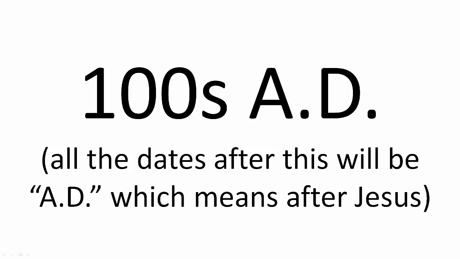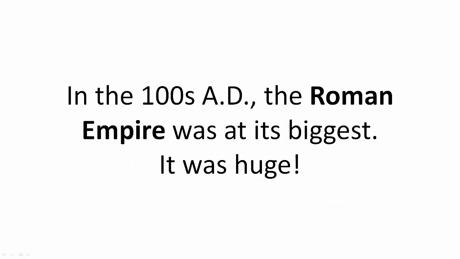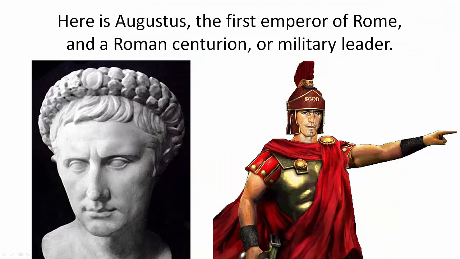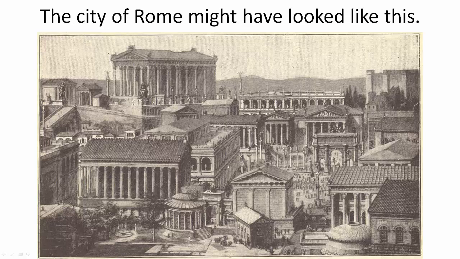100s AD. All the dates after this will be AD, which means after Jesus. In the 100s AD, the Roman Empire was at its biggest. It was huge. Here is Augustus, the first emperor of Rome, and a Roman centurion, or military leader. The city of Rome might have looked like this.